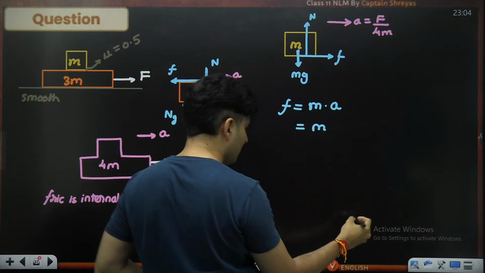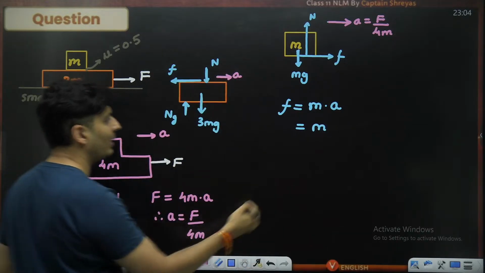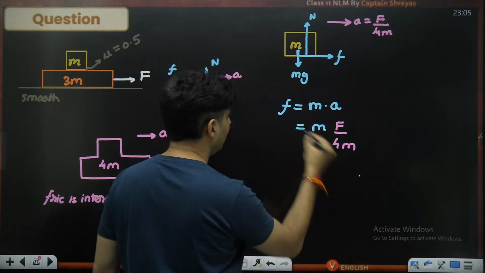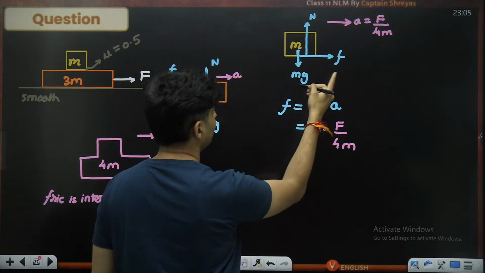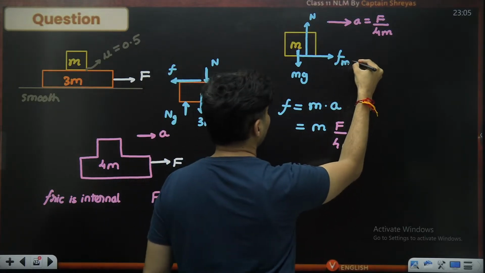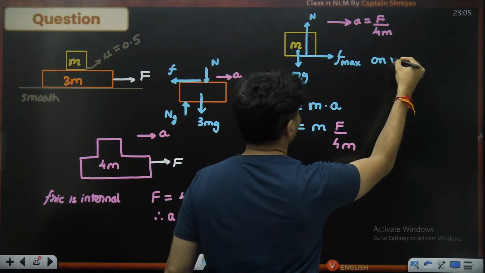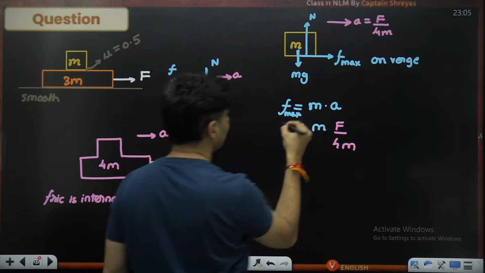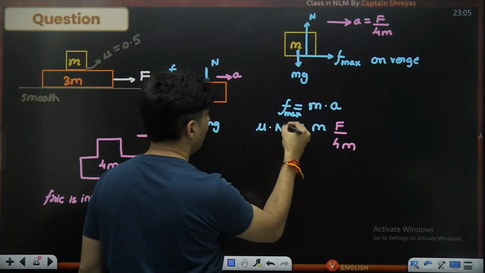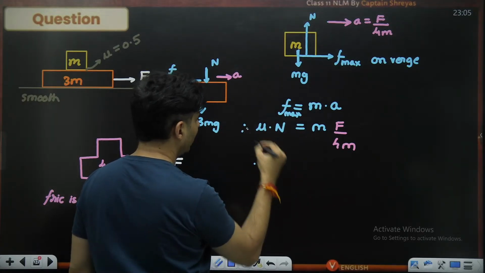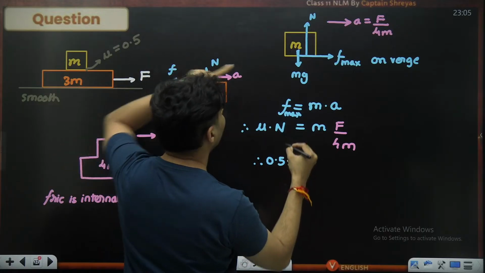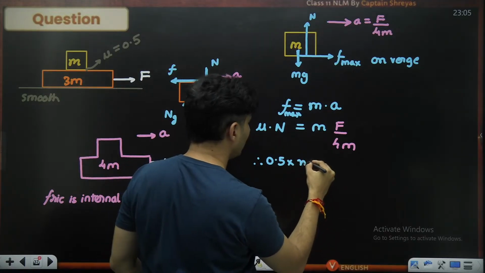Sir, what is the acceleration? We just figured it out right over here, F by 4m. So put F by 4m, m cancels. And this is friction, isn't it? And this will be in the limiting condition, when it is on the verge of slipping. When we put fs max, it will be mu multiplied by N. So therefore, mu is 0.5. Normal force is mg.